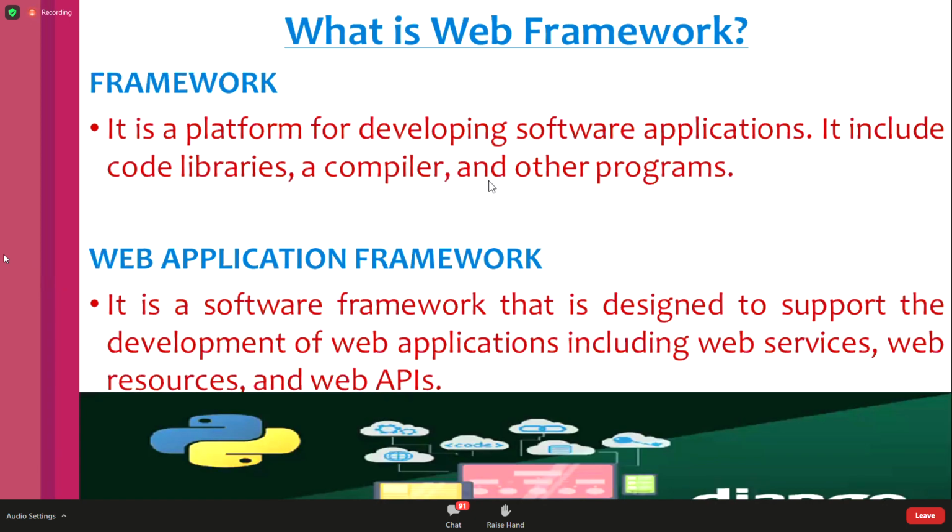What is a framework and how many types of frameworks are there? A framework is a platform to develop software applications effectively and efficiently in a simplified manner. What is a web application framework? It is a software framework designed to support the development of web applications, including web services, web resources, and web APIs.